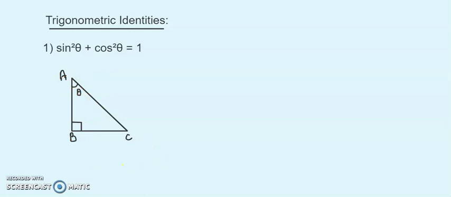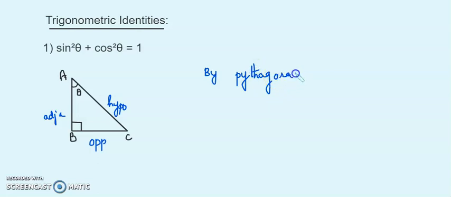apply it. So as you can see here, I've already taken a triangle ABC, right angle at B, angle A is theta, so that means BC is the opposite side, AB is the adjacent side, and AC is the hypotenuse. So the first thing that we are going to do is say by Pythagoras theorem, what I'll get is AB square plus BC square equal to AC square.